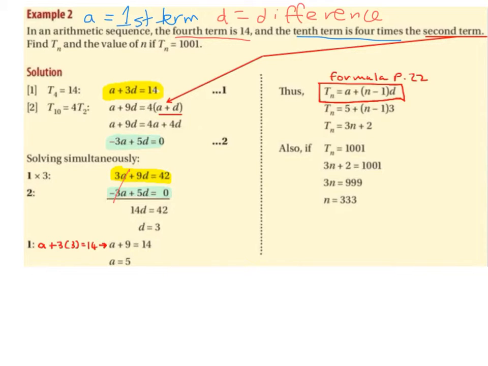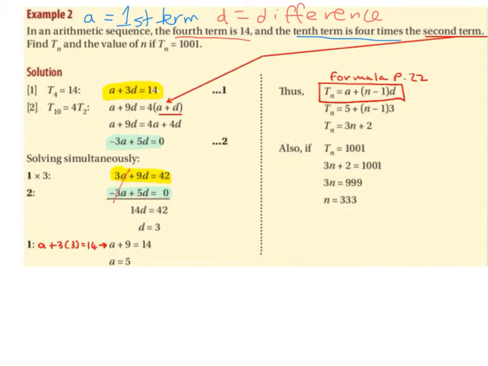So now I'm going to use my formula from page 22 of my formula book. That says Tn is equal to A plus n minus 1 times d. I swap the A for 5, because I got A is equal to 5 down here. I swap the d for 3, because I got D is equal to 3. And I just multiply out the brackets. n by 3 is 3n. Minus 1 by 3 is minus 3. And 5 minus 3 is 2. So I get Tn, or my nth term, is 3n plus 2.